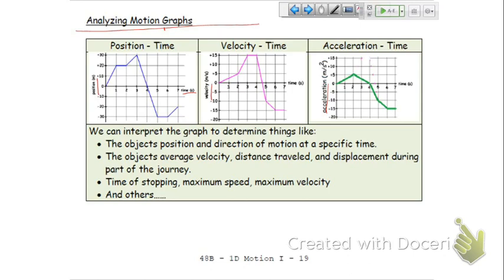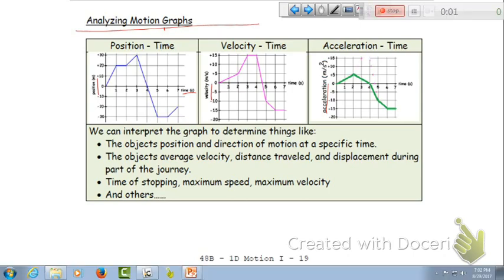When is the first time that this object changes direction? At what time does this object change direction? Is it 3 or is it 4? Let's have a vote on that. A is 3, B is 4. At what instant does it change direction? A is 3, B is 4.